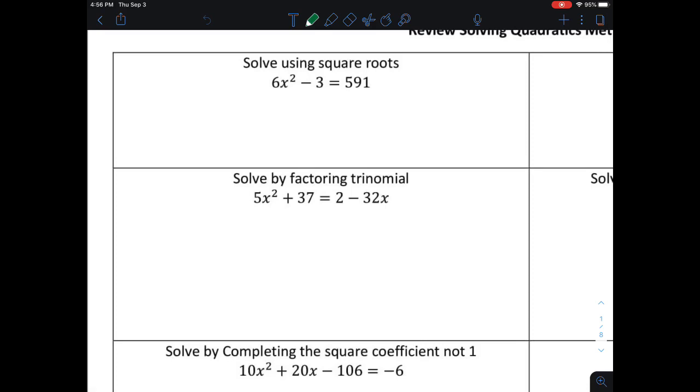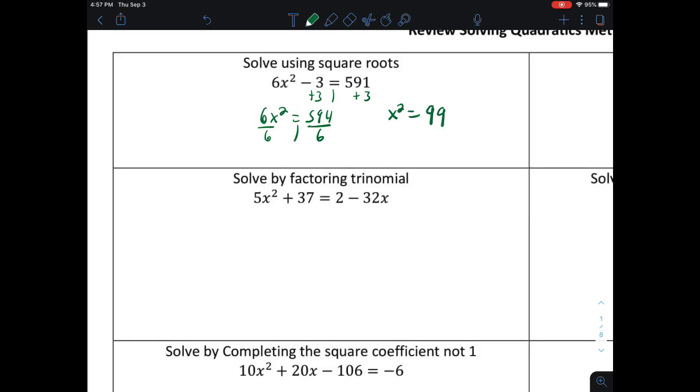This first problem here, we're going to use solving square roots. How do I know I'm going to use solving square roots? Because I see x squared and I don't see an x to the 1 power. All right, so go through, I move the 3. I get 6x squared is equal to 594. Divide by 6. And we have x squared is equal to 99.